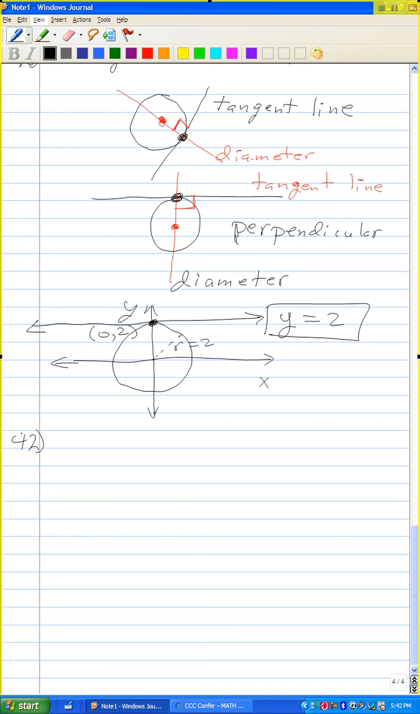So problem number 42. Find the equation of the line touching the circle x squared plus y squared minus 4x plus 6y equals 45. And I want to find the equation of the line tangent at (negative 1, 4). Okay, so first let me determine the radius and center of my circle.